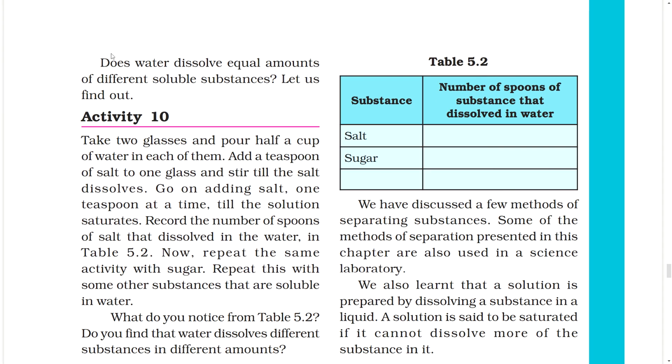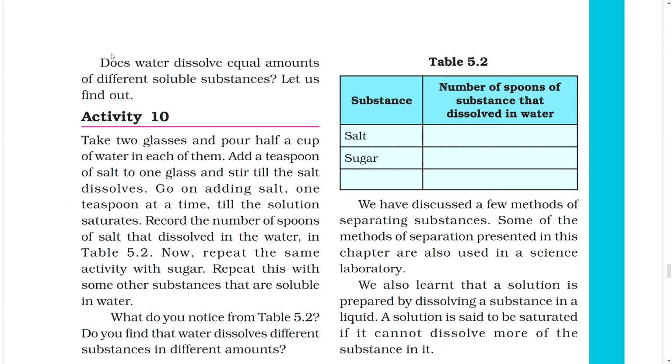Does water dissolve equal amounts of different soluble substances? Let us find out. Activity 10. Take 2 glasses and pour half a cup of water in each of them. Add a teaspoon of salt to 1 glass and stir till the salt dissolves. Go on adding salt, 1 teaspoon at a time, till the solution saturates. Record the number of spoons of salt that dissolve in the water in the table.